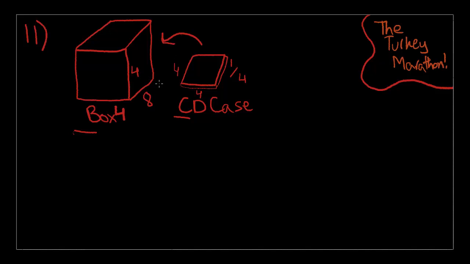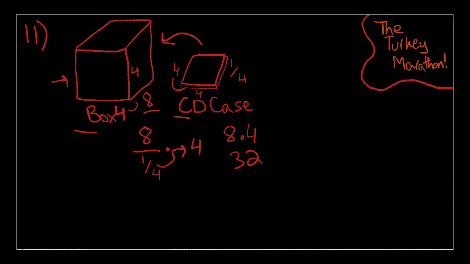Well, we know the CD is 4 by 4. We know the box is 4 by 4, so we have that covered. It's going to fit perfectly. And so for every 1/4 inch in the box, there is going to be one CD case. So since there's 8 inches of width in the box, we need to divide 8 by the width of the CD case, which is 1/4. And when you divide with fractions, you just move this over here, reciprocate it, and then multiply. So in reality, this is 8 times 4, which is equal to 32. So 32 CD cases can fit inside the box.